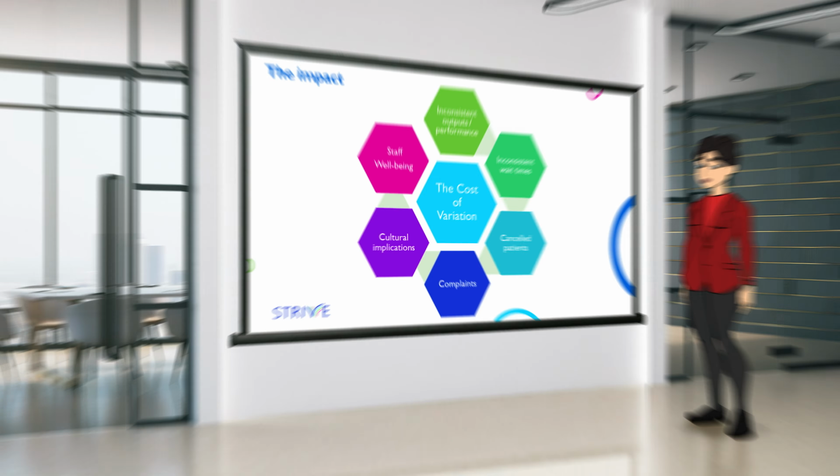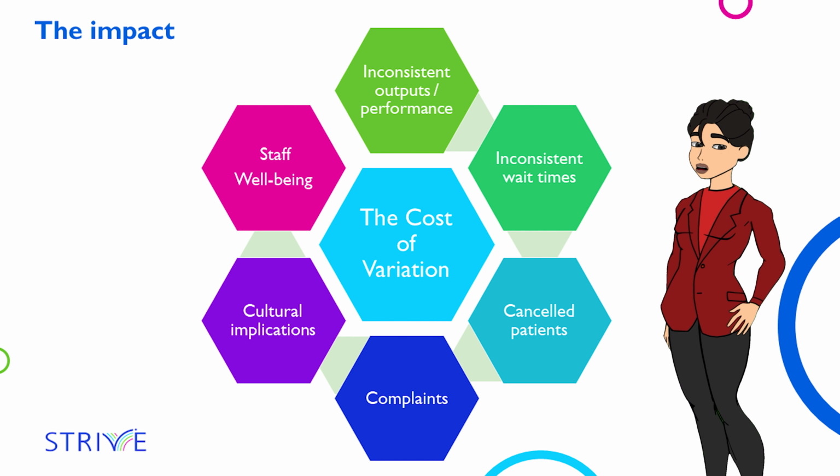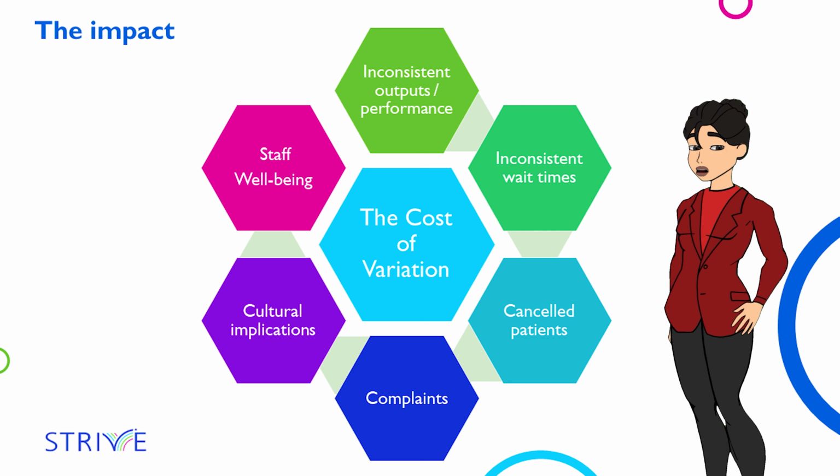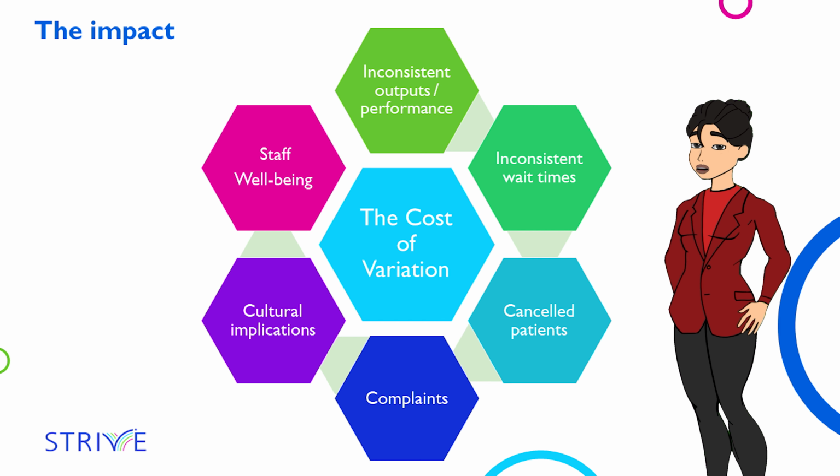It is important to consider the implications of variation on healthcare provision. Variation in our patients, staff, processes, environment and equipment could lead to inconsistent outputs or performance, inconsistent waiting times to access services, complaints and safety incidences, cancellations, cultural implications, for example, ill feeling between services if some are more overburdened than others, or reduced staff well-being.